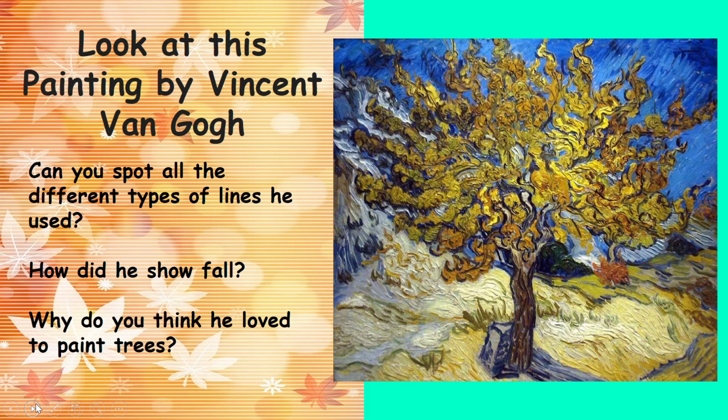Let's take a look at this painting by Vincent van Gogh. Can you spot all the different types of lines he used? I see wavy lines and zigzag lines and dashed lines, even some spiral lines. Think about for a minute, how did he show that it was autumn or fall outside? What kinds of colors did he use to make you think that? And then also, why do you think artists like Van Gogh love to paint trees? Maybe. I wonder if it's because trees are so special.